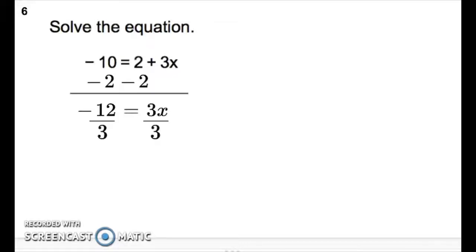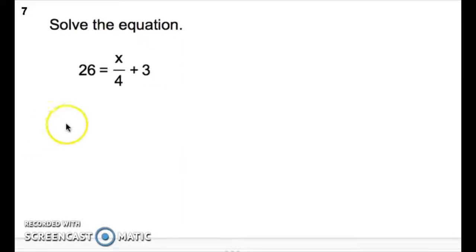Skipping to number 6, we are solving this equation, so we're trying to get x by itself. This 2 is in the front, and since these two are being added, we can either add or subtract. So looking at the sign that this number is, it's positive. The opposite of positive is negative, so we subtract 2 from both sides. Negative 10 minus 2 is negative 12 equals 3x. Divide both sides by 3, and we get x equals negative 4. So that's going to be the answer.